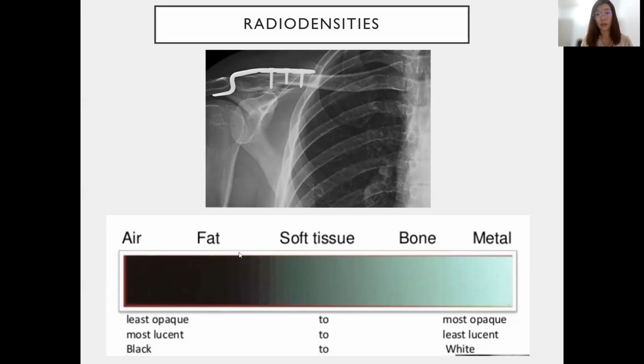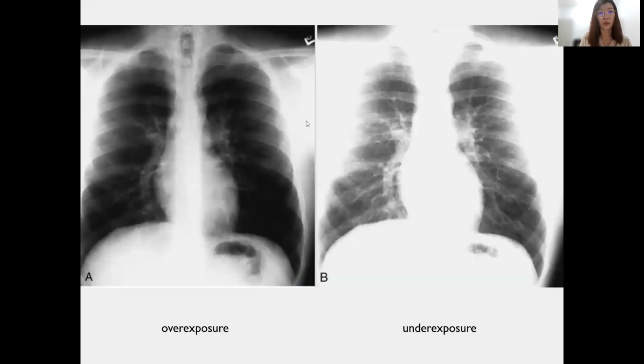Next will be fat. Fat will be less opaque. So on the soft tissue, you will see the fat is grayish. Next is soft tissue. The muscle is brighter. Then going to the bone, which is dense, and the most dense material will be metal. It looks like this is an implant. This is very dense. These are the differences in radiographic density that appear on X-ray.